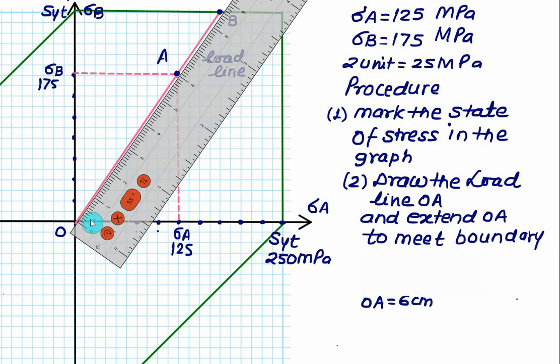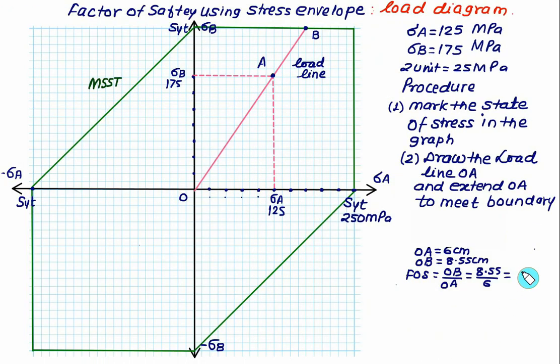And we can measure distance OB. So OB is 8 plus 0.5 and 0.55. So we have OB is equal to 8.55 cm. So in this case, we have factor of safety will be OB divided by OA. That is, we have 8.55 divided by 6. So approximately we will get a factor of safety equal to 1.425.